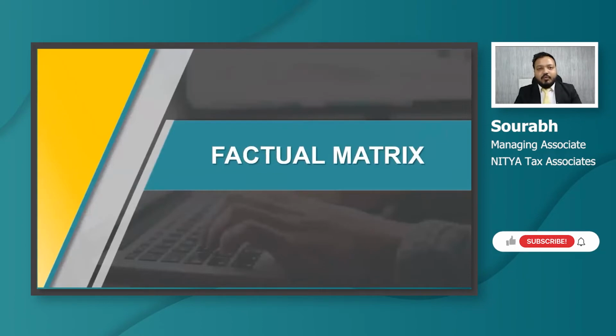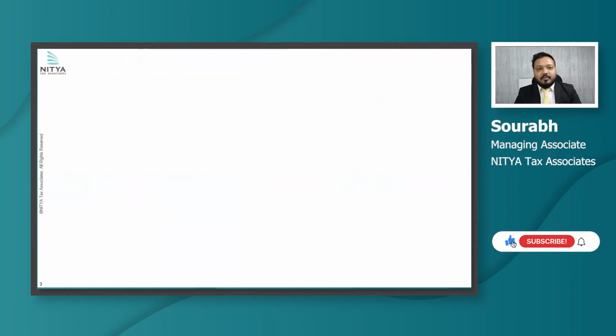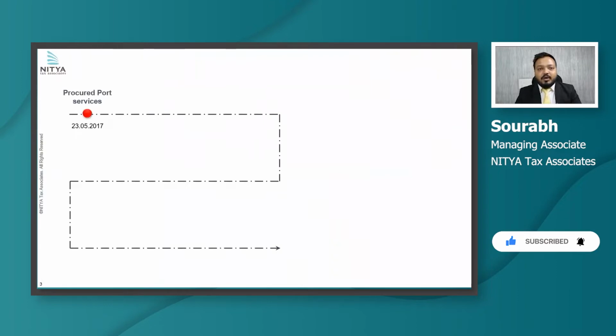Quickly moving on to the facts of the case, the petitioner procured certain inputs from outside India. During the course of the import, it also received certain port services from Kolkata Port Trust. The Kolkata Port Trust raised an invoice along with service tax on 23rd of May 2017. Thereafter, the petitioner filed the ER1 return on 10th July 2017. It did not include the invoice to claim the credit in ER1. It also revised this return on 31st July, but the credit of that invoice of port services was not availed as such.